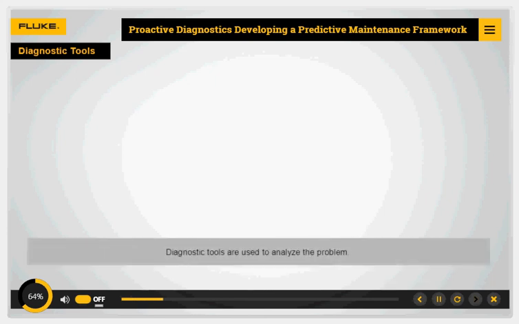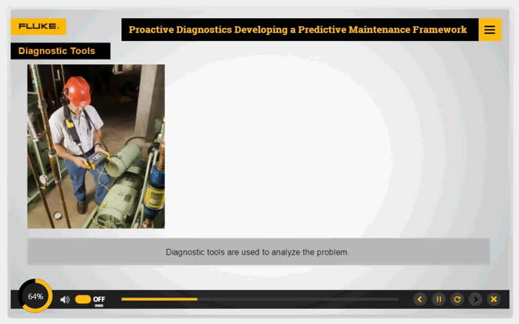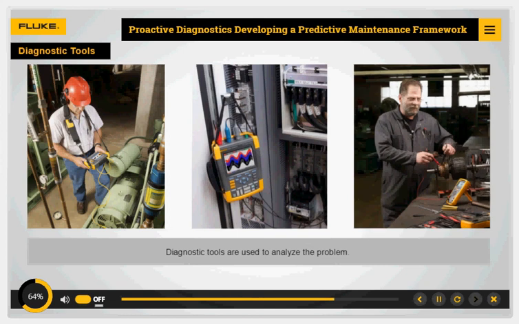Diagnostic tools are used to analyze the problem. Let's look at the common diagnostic tools. A vibration tester determines the root cause, location, and severity of common mechanical faults. A portable oscilloscope provides a window into the world of electronics, showing you exactly what is occurring over time. An insulation resistance tester applies a test voltage to a motor winding or circuit to stress and test it dynamically.